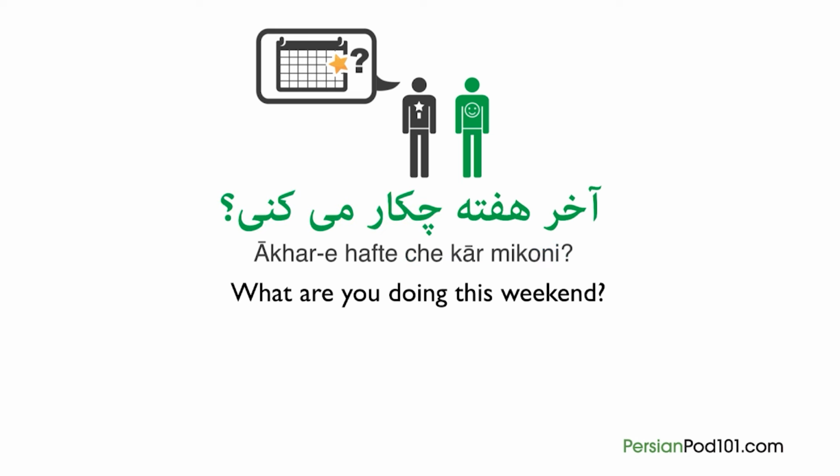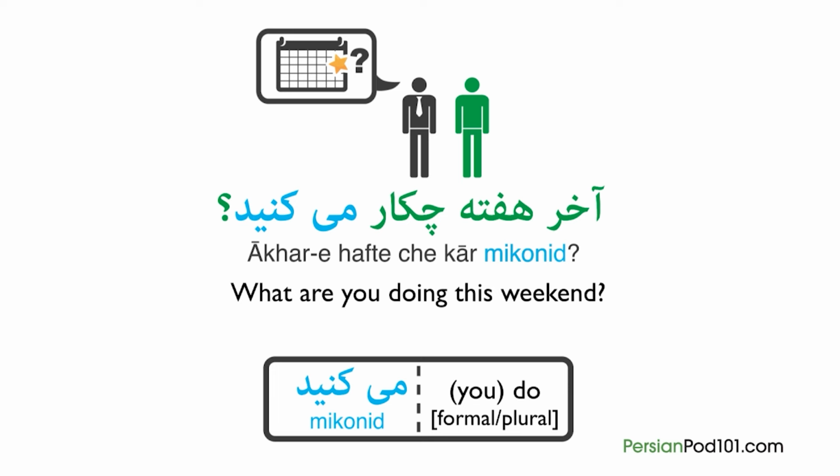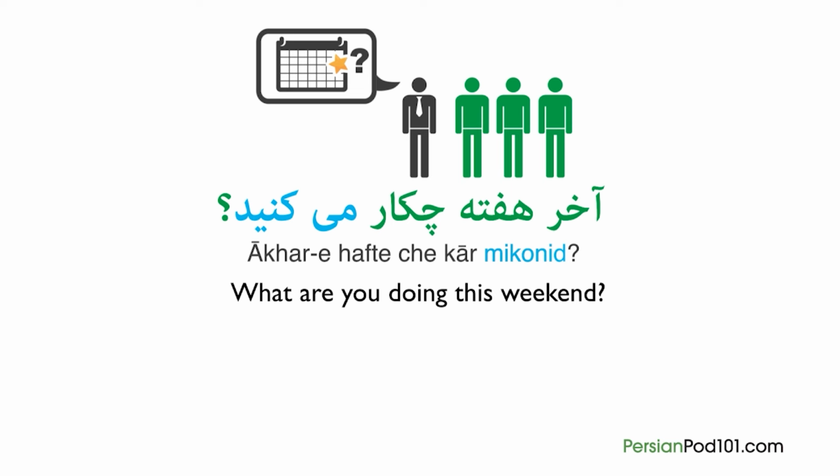If you want to ask the same question in a formal way, it's really easy. You just need to add a de to mikoni, mikonid, which makes it a plural verb, one that is used for more than one person. In Persian, when you're talking to only one person, this is considered a polite or formal way to address them. But when talking to more than one person, you also use mikonid, even for friends, since it's a plural verb that addresses more than one person.